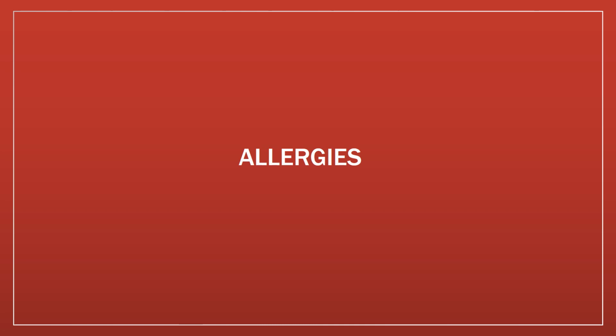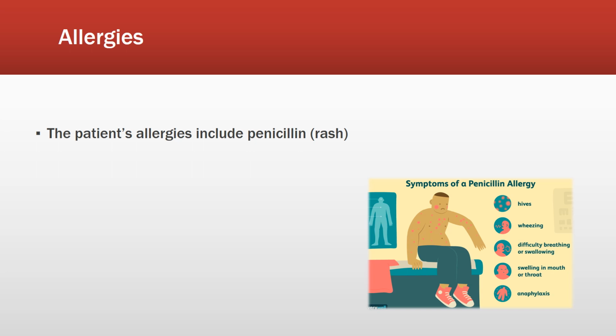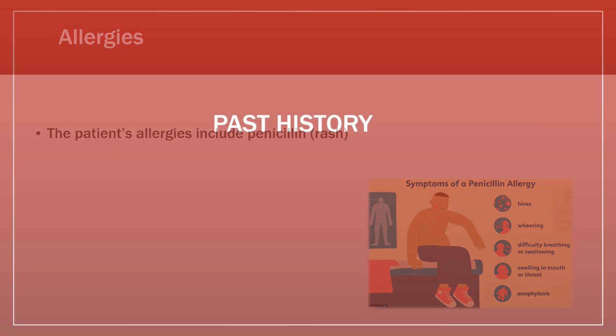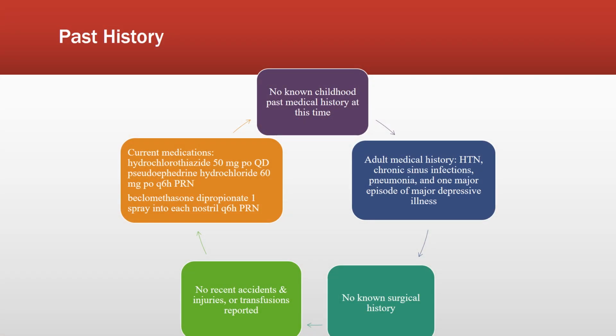Allergies. The patient's allergies include penicillin, where he gets a rash. Past medical history. No known childhood past medical history at this time. Adult medical history includes hypertension, chronic sinus infections, pneumonia 6 years ago resolved with antibiotics, and one episode of major depressive illness 5 years ago caused by his wife's suicide. No known surgical history, no recent accidents and injuries or transfusions reported.